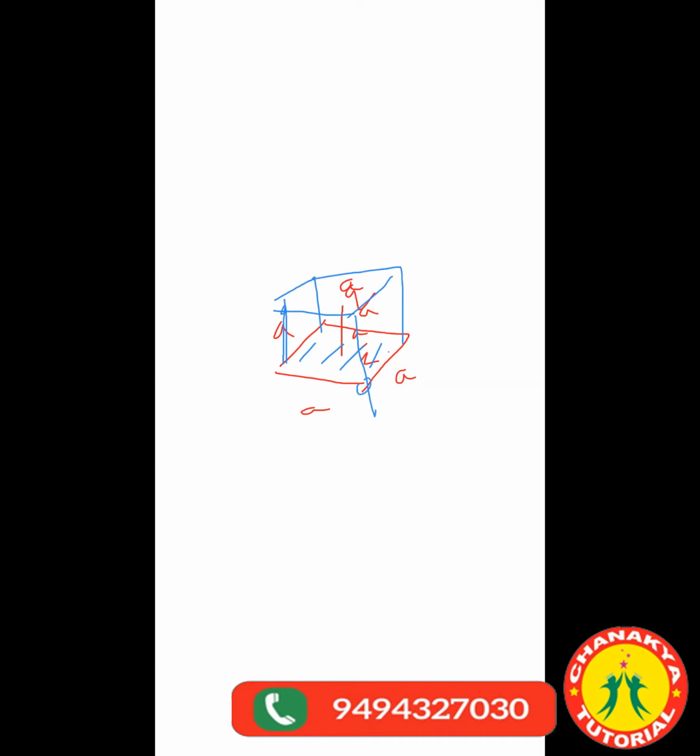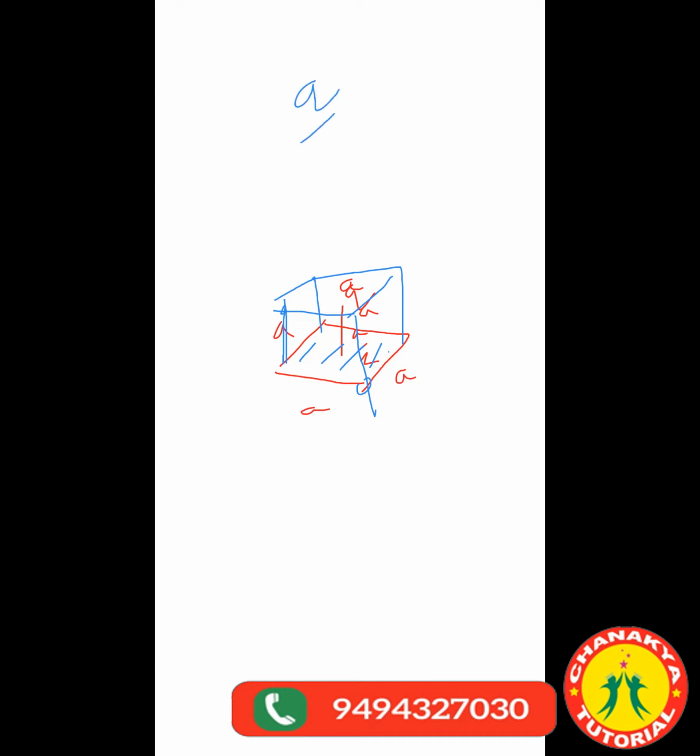Everyone understanding? Yes, sir. So now I imagine a closed symmetrical surface. From this, I can say that the flux is the same in all directions, right? The flux is the same from all the surfaces. If there was a cube, the flux will be q by epsilon naught, right?